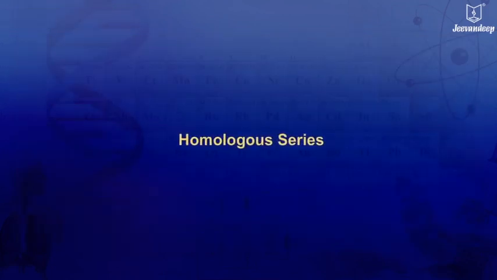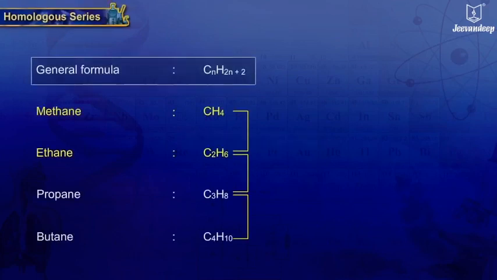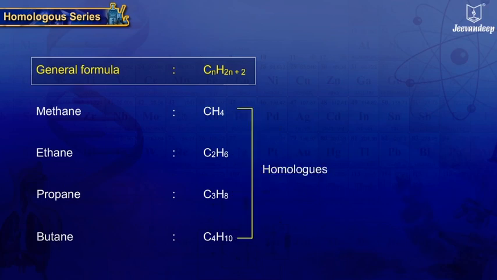Homologous series. A series of organic compounds having the same general molecular formula, same structure with similar chemical properties, and in which successive members differ by only one CH2 unit is called a homologous series. The members of a homologous series are called homologues.